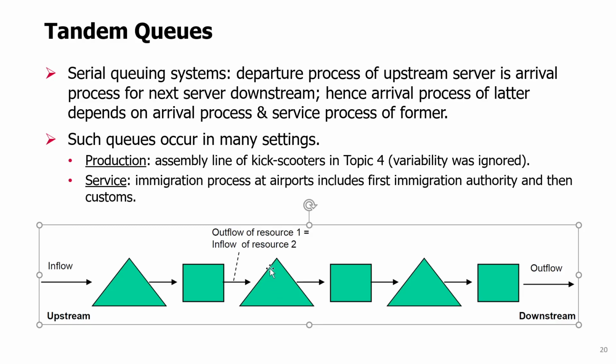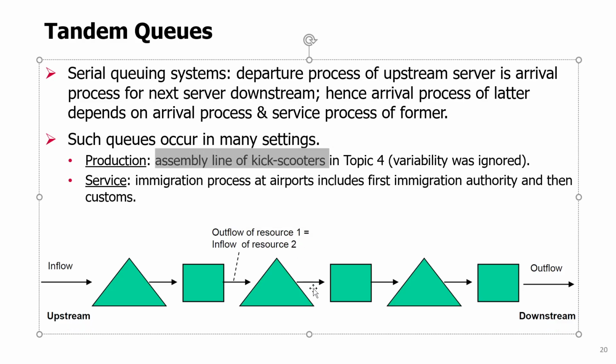Such systems occur often. An example of a production setting would be the assembly line of kick scooters that we had in topic 4. Variability was ignored there in topic 4, but we could still consider the impact of variability on the capacity. And there are many types of service systems that have tandem queues. One example would be the immigration process at the airports. That includes first the immigration authority and then the customs.